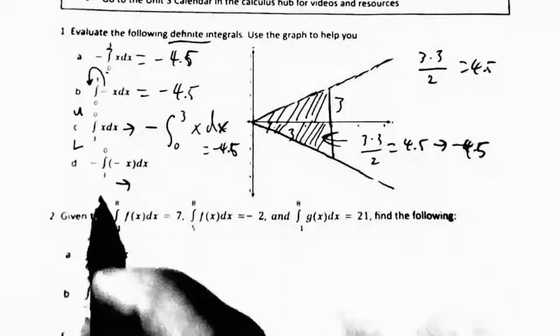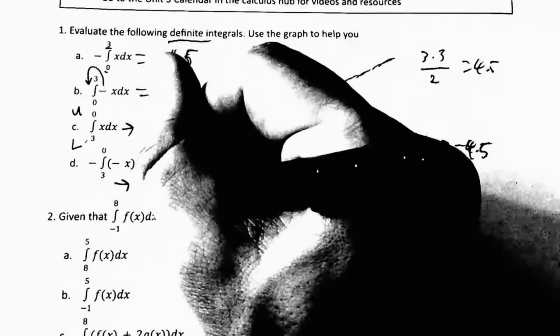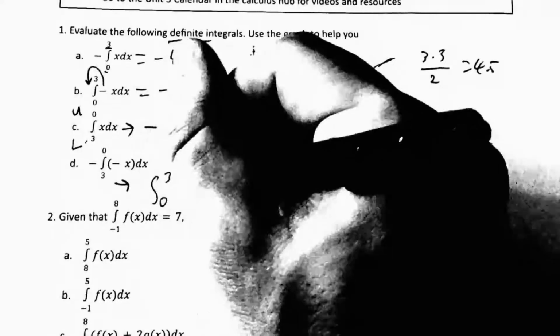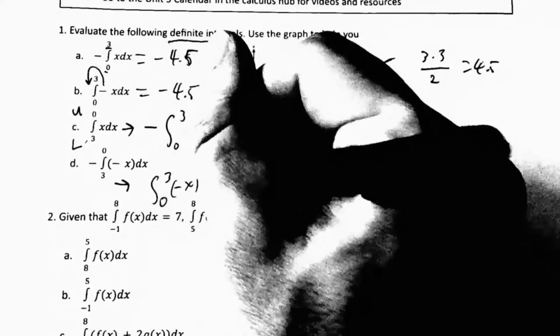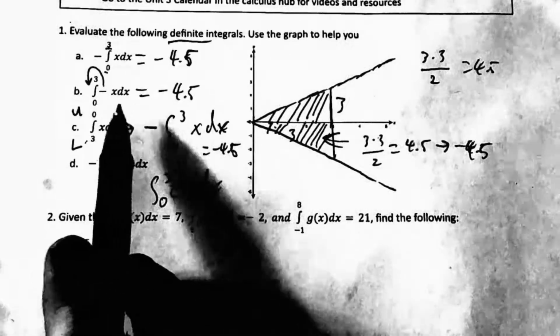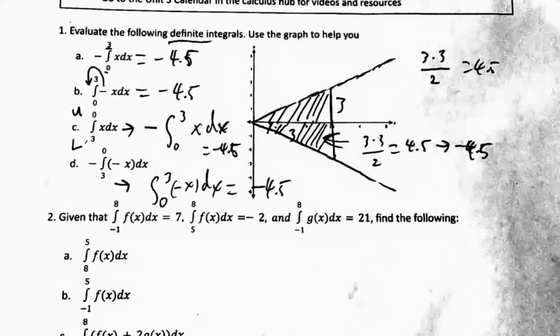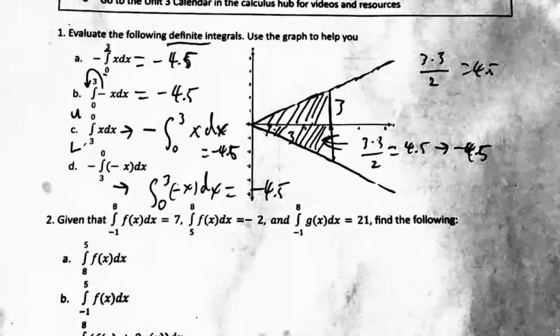This one's similar. We're going to flip them and convert. Remember, you're going to change the sign. So now it's negative, we're going to change it to positive, right? So it's going to just be the regular integral from 0 to 3 of negative x dx. The inside stays the same. And we already found this one too, up here. So they're all negative 4.5. Okay. So for 1, they should all be negative 4.5.